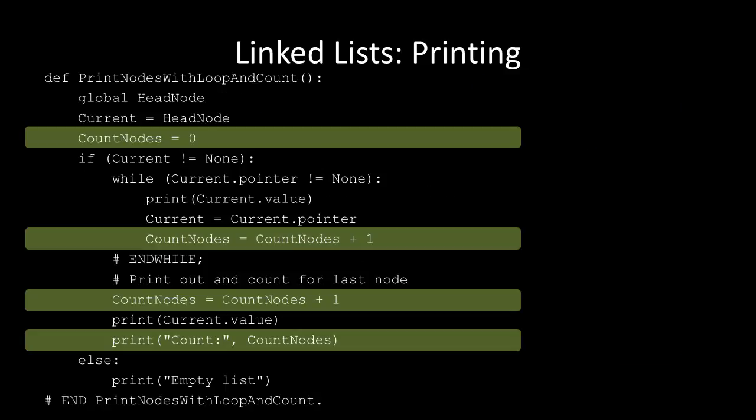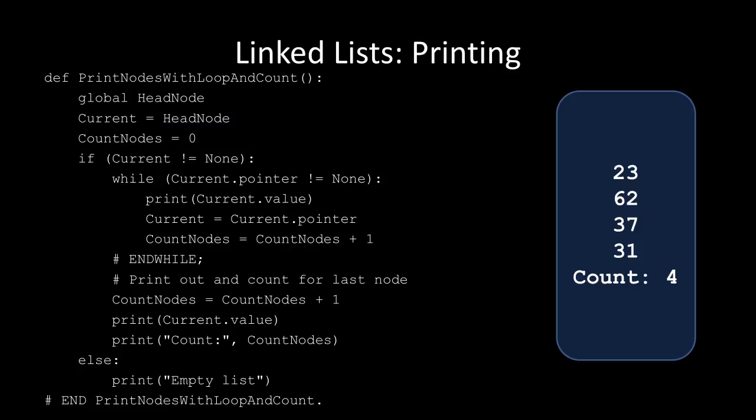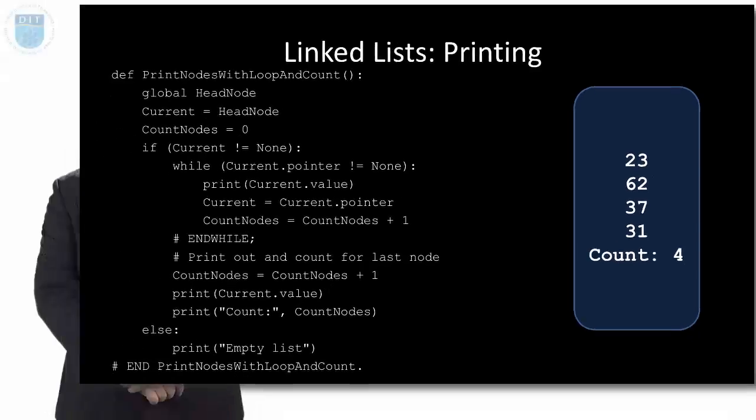Now, if we wanted to make this program a little bit fancier, we could add in another variable called count nodes to count the number of nodes in the list. Each time we're inside the loop, we can increment count nodes by 1, and then we'll add 1 on at the end for the last value, and then we could print out count nodes. That would result in the same output, with all the values, and then a print of how many nodes there are in the list. In this case, there's 4 nodes in the list. So that's not a big change, but it's sometimes handy to have a count variable and just increment it each time you're in the loop.